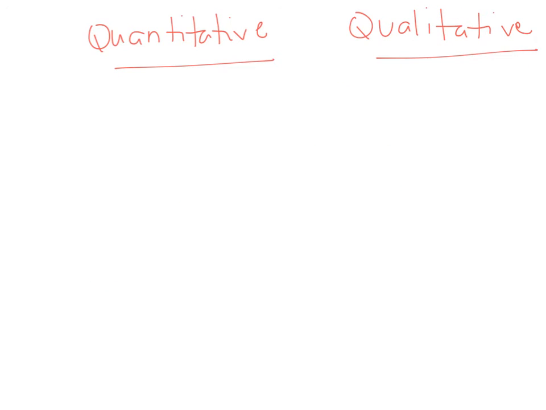Okay, the next topic that we need to talk about is quantitative and qualitative information. Now, as we talked about in class and you wrote in your notes, the N from quantitative stands for numbers, okay?